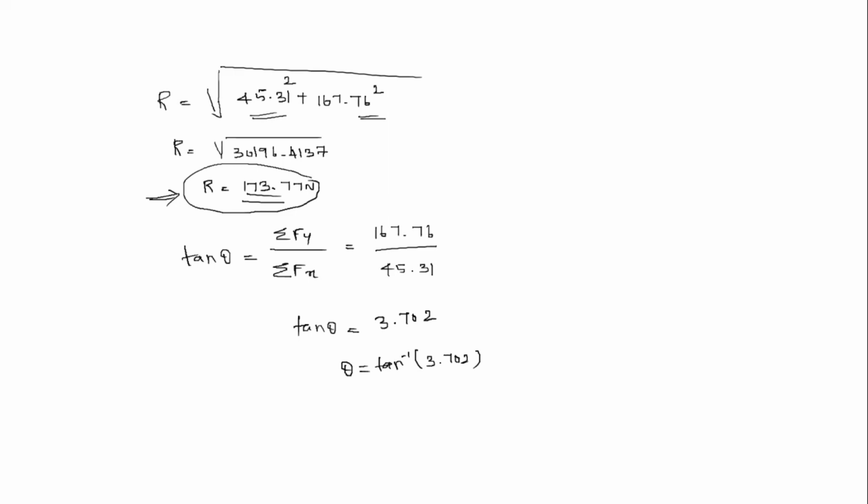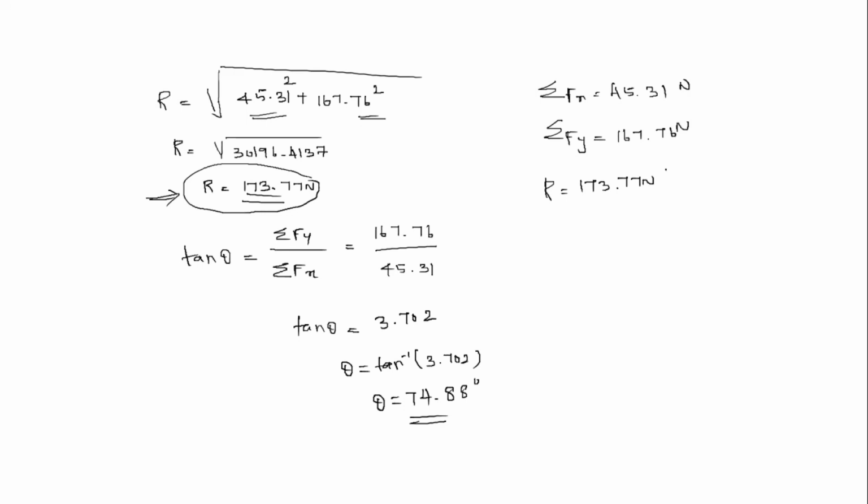So, tan inverse of 3.702 is equal to 74.88 degrees, right. So the resultant is equal to 173.77 Newton, the summation of Fx is equal to 45.31, the summation of horizontal forces is equal to 167.76, and theta is equal to 74.88 degrees, right.